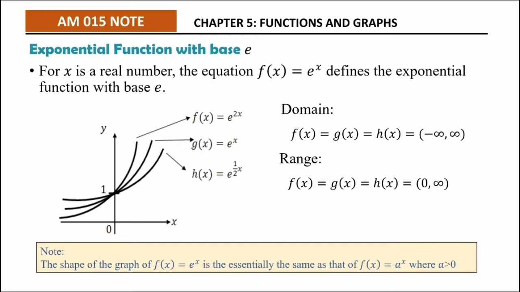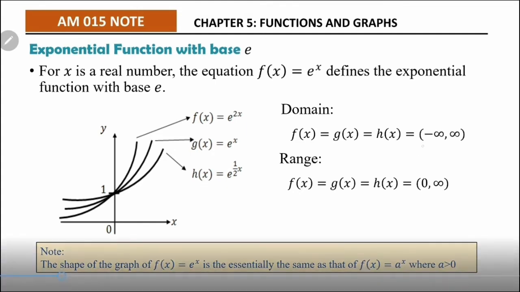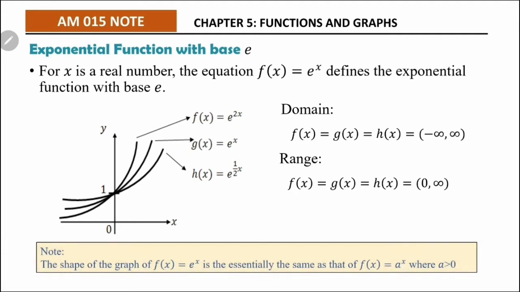g(x) is e^x and f(x) is e^(2x). So e^(2x) is steeper than e^x, and e^(x/2) is wider than e^x. The domain for all graphs f(x), g(x) and h(x) is negative infinity to infinity, and the range for all three graphs f(x), g(x) and h(x) is 0 to infinity.